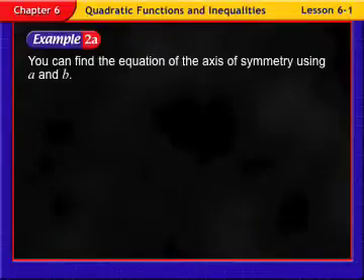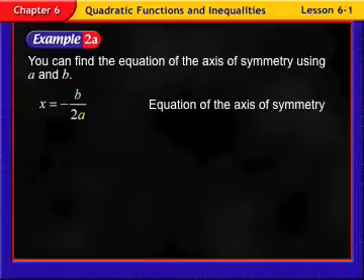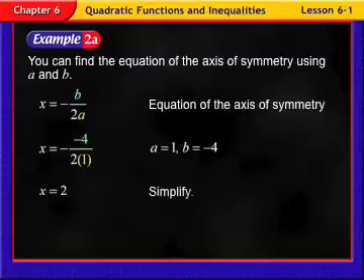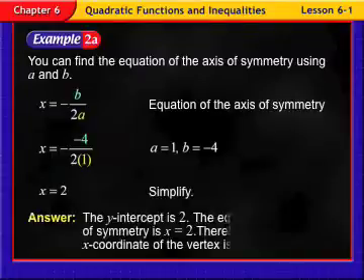We can find the equation of the axis of symmetry using a and b with this formula. X equals the opposite, or negative, b over 2a. Now notice here our b was negative 4. We didn't drop that negative at the front of our formula. We have a negative in front of our formula and a negative 4, that is b, and 2 times 1, which was our a, in the denominator. When we simplify this, we get an equation x equals 2.